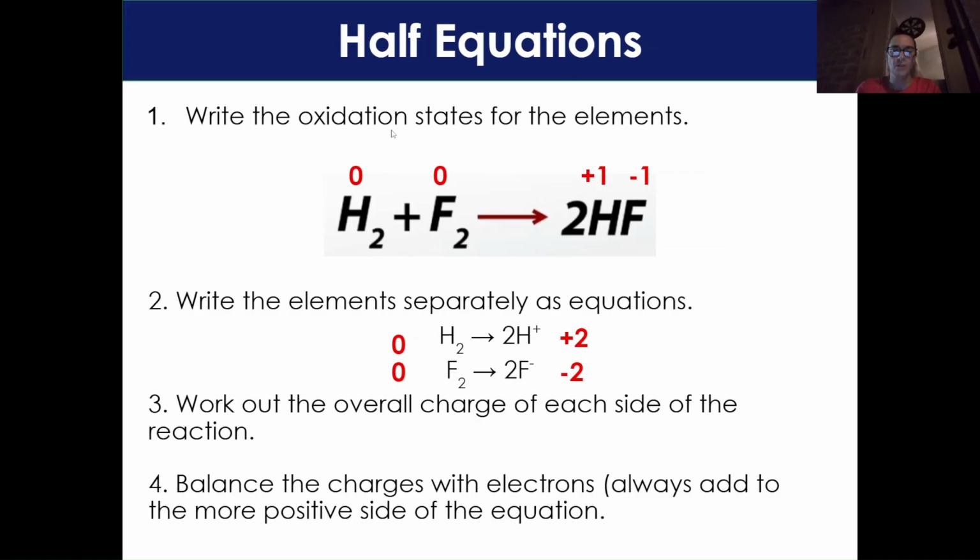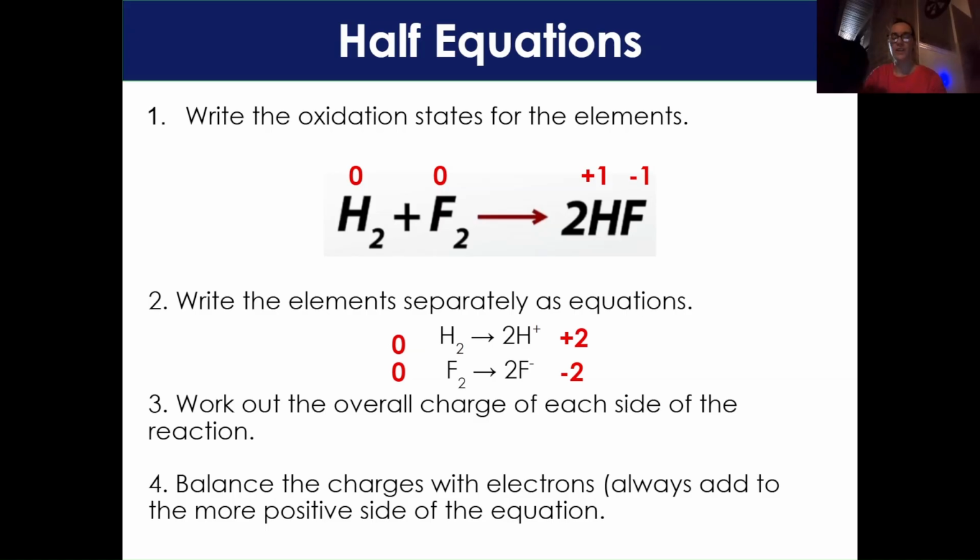So the first thing you want to do is identify what is oxidized and what is reduced. Hydrogen and fluorine are both in their diatomic natural states, so they have oxidation states of 0. Then in hydrogen fluoride, the hydrogen has a +1 oxidation state and the fluorine has -1. So you can see that the hydrogen is being oxidized and the fluorine is being reduced. Because of that, you can separate them out into what's called half reactions.